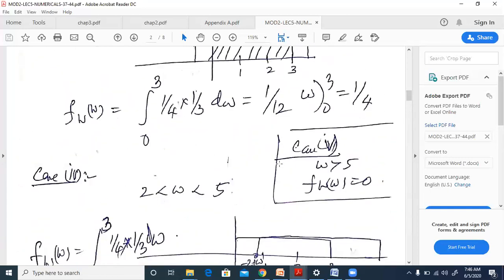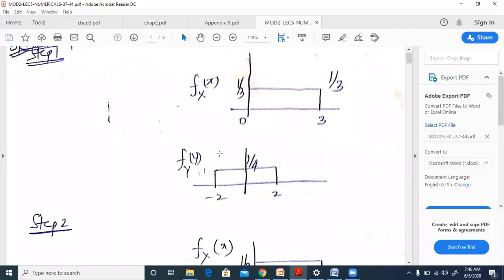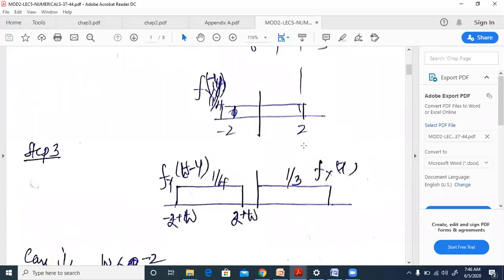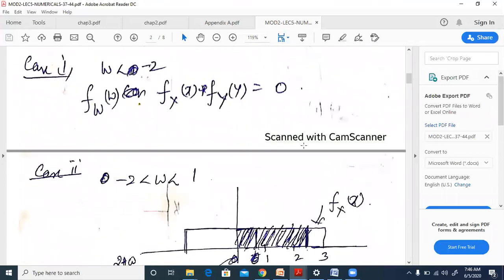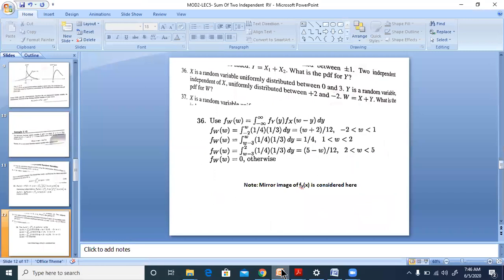So this is with respect to flipping the fyy. If you flip the fxx, you should get the same result. That's just another method. If you see the values there, they are the same values. For w between minus 2 to 1, it is w plus 2 by 12. Between 1 to 2, it is 1 by 4. Between 2 to 5, it is 5 minus w by 12.